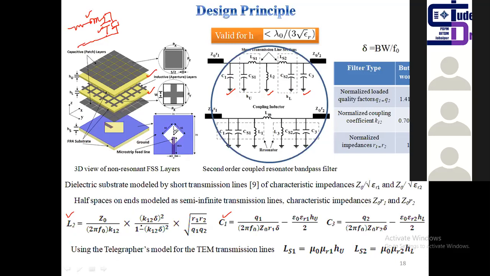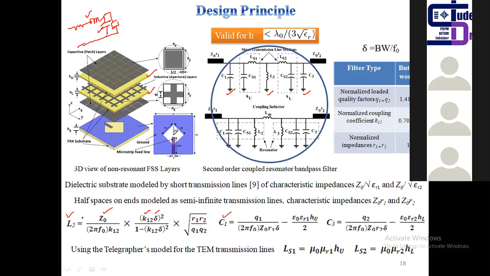Here you can see, on the right-hand side, we have certain parameters like the normalized loaded quality factor, Q, and the mutual coupling factor, that is K. Delta is the bandwidth, the percentage bandwidth, and Z is the characteristic impedance. So all these parameters, you put your desired values on the right-hand side. Then you know the desired LC values. So with the desired characteristics, you know the desired LC values.